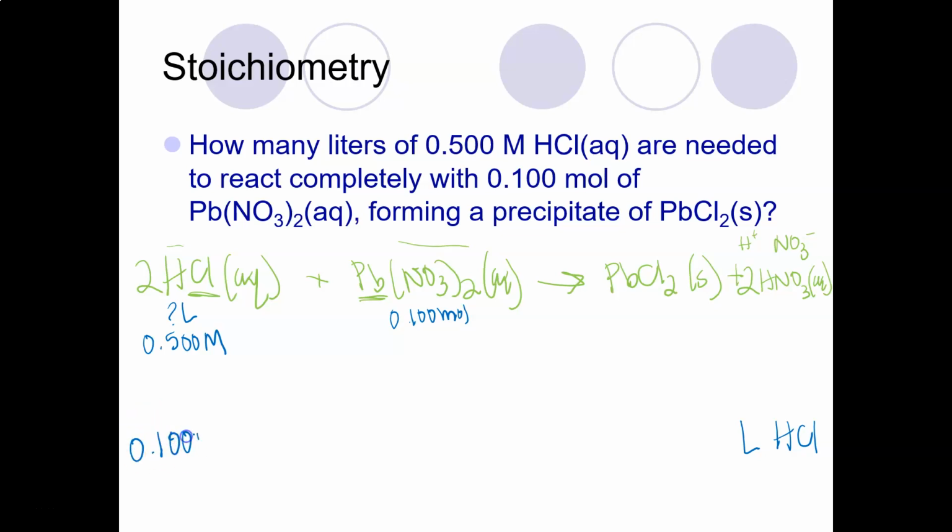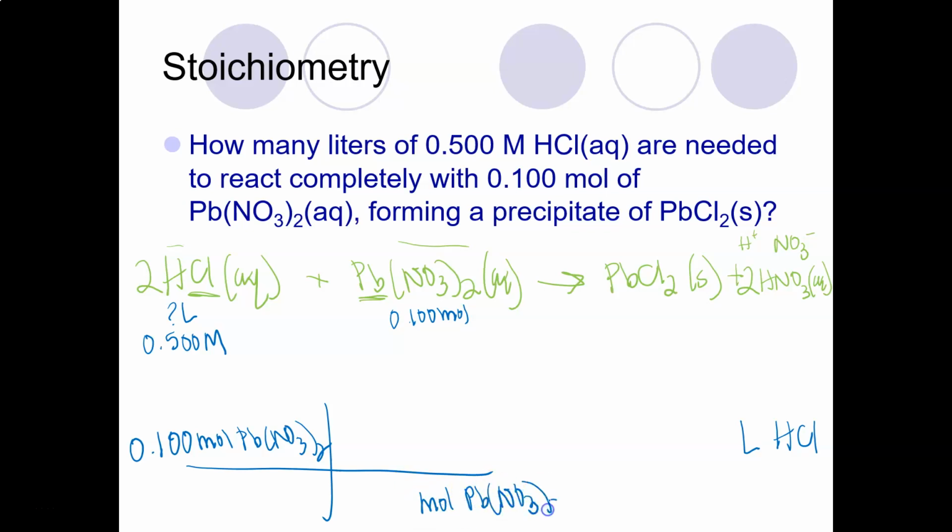So I'm going to write 0.100 moles of PbNO3, so lead 2 nitrate. And I know I need to cancel out moles of lead 2 nitrate because that's what I started with. So I'm going to go through my list of unit factors. Do I care how many atoms or molecules? No. Do I care how many grams of lead 2 nitrate? No. Do I care how lead 2 nitrate compares to another chemical? That would be like the mole ratio. And actually, yeah, because I need to get it into HCl.